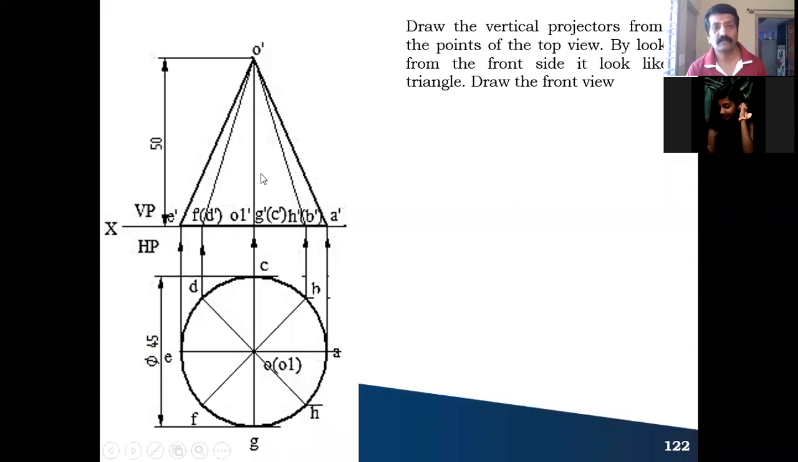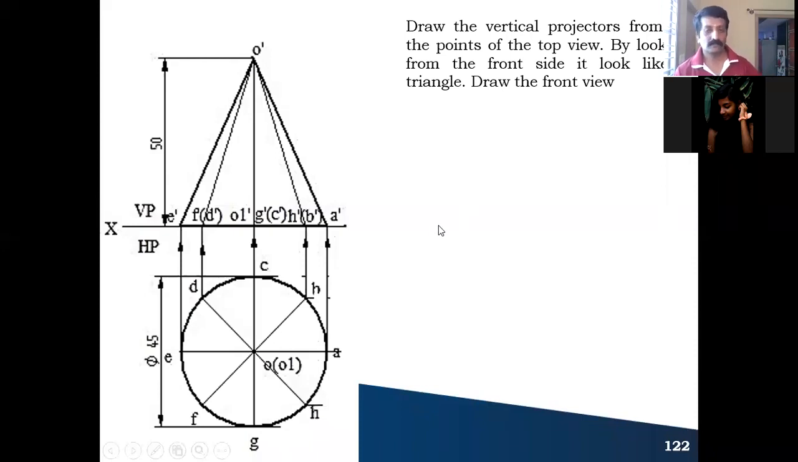The rest of the lines you should make as light as possible, because for the convenience of the construction I have taken these lines. These are not the edges or the lines, they should be as light as possible. A cone, if you see from the top, looks like a circle, and when you see from the front, it looks like an isosceles triangle. That's all. So this completes your front view.